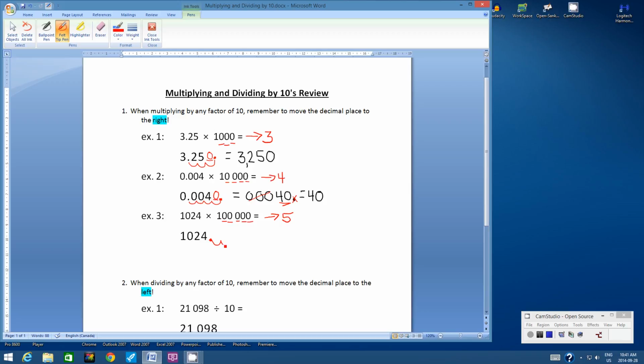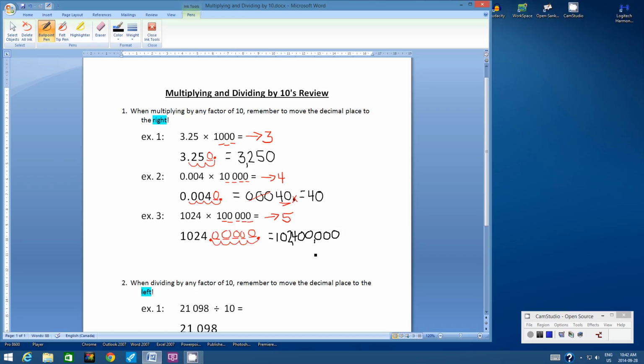1, 2, 3, 4, 5. I'm going to place my decimal place there. Now I've got all of these place value columns to put a 0 in. It's going to be a very big number. All right, so when we write a big number like this, it's always good to write it from the right to the left. So if I start here, we've got a 0, 0, 0. I'll put a comma. 0, 0, 4, put a comma, and then we have 1, 0, 2.